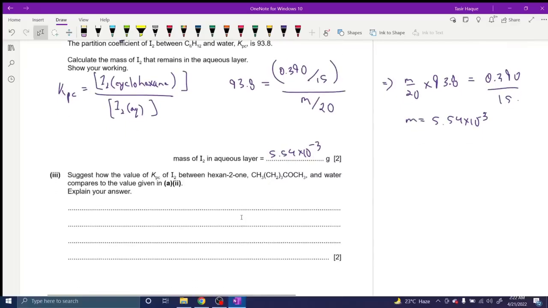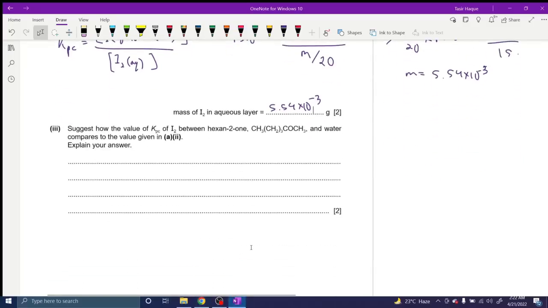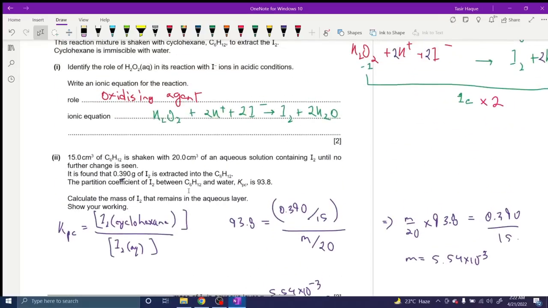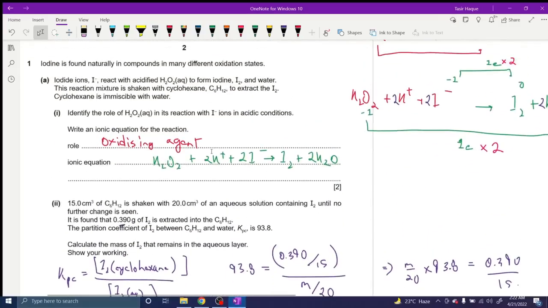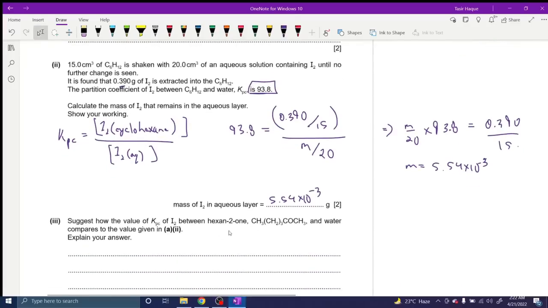Suggest how the value of Kpc of iodine between hexan-2-one and water compares to the value given in A2. We need to explain the answer. Iodine is mainly nonpolar, so something that's nonpolar is more soluble in a nonpolar solvent. Just compare these two solvents. Cyclohexane is much more non-polar than water. As a result, iodine easily dissolves in cyclohexane as shown by this value. So if we used hexan-2-one instead of cyclohexane, think about it.